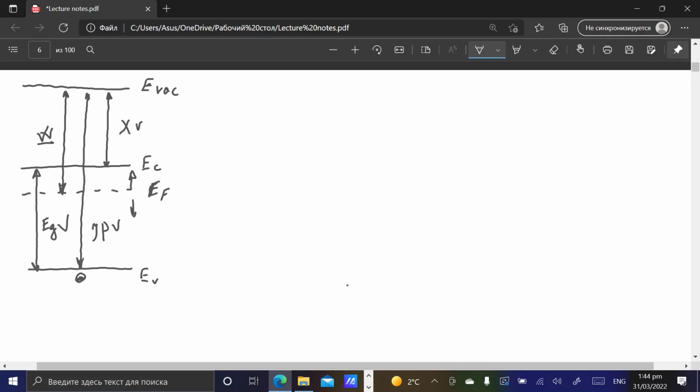Doping, exactly. So if we add more n-type doping, this Fermi level will come closer to the bottom of the conduction band. If we go for p-type doping, it will go up here, closer to the top of the valence band.